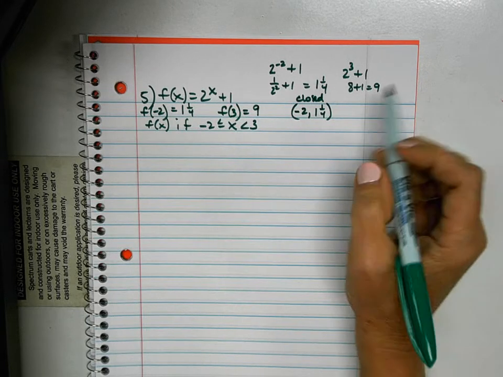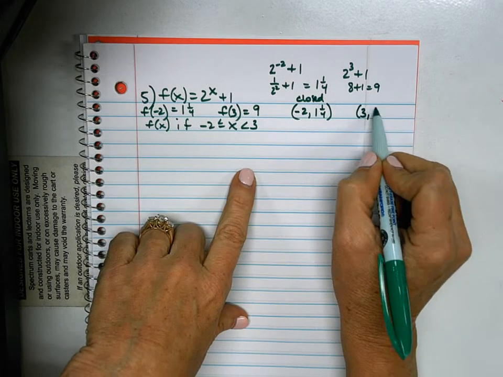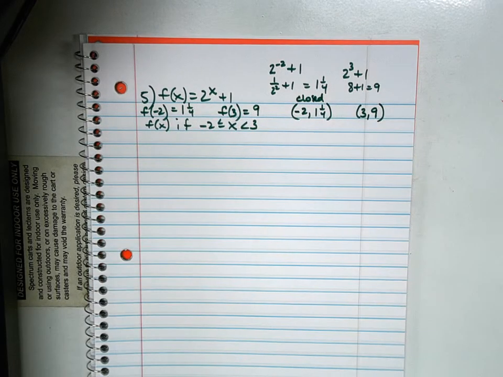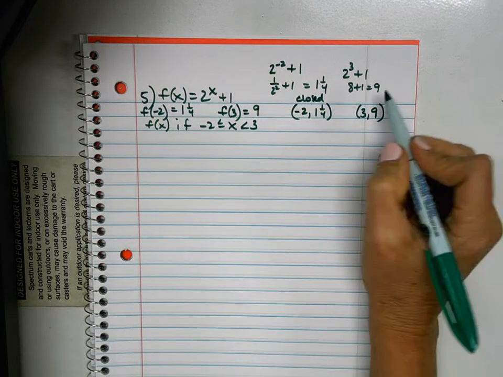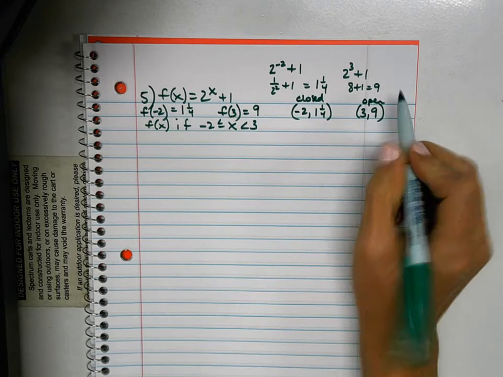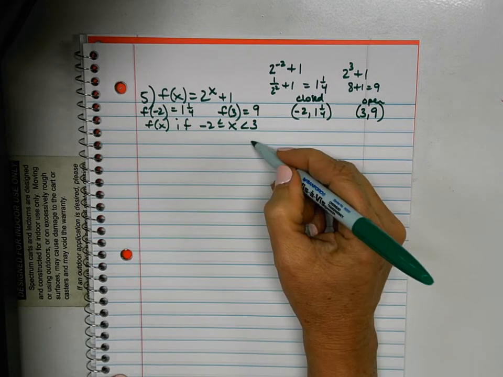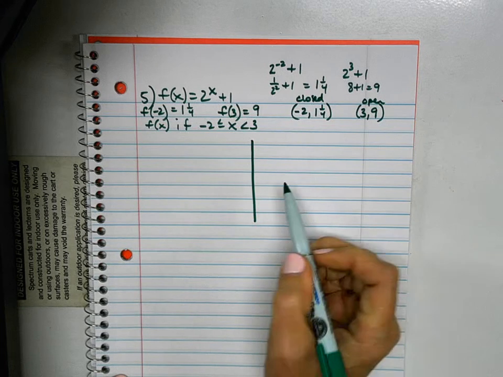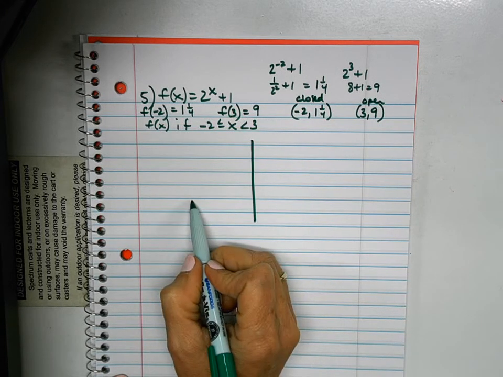Okay, the other point is 3, 9, and can you tell me, will it be open or closed? Is there an equal sign with the 3? No, so it's open. Okay, so these are the 2 points you're going to plot right away, and then we know the graph is going to go between those 2 points. So set up your x and your y axis and plot those 2 points. Let's see, I need to go up to 9. I'm going to drop this down again.